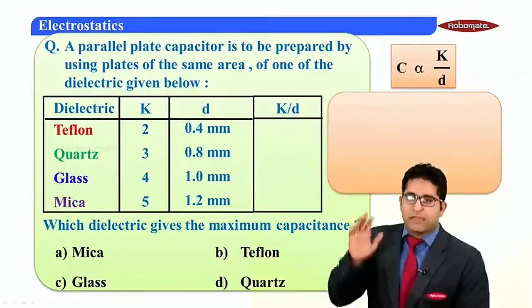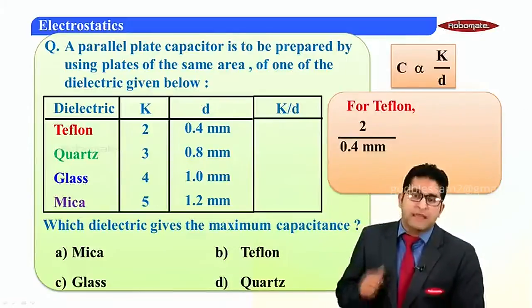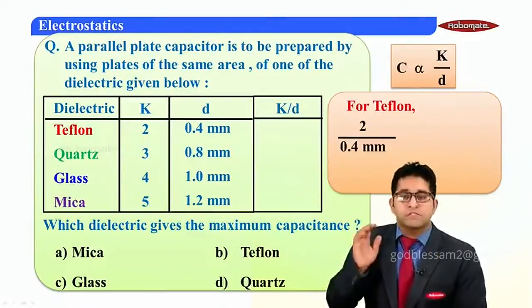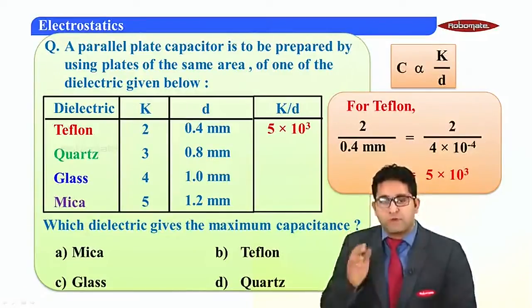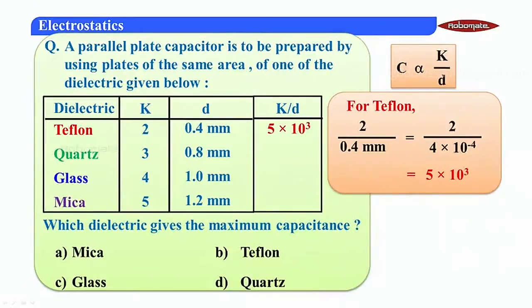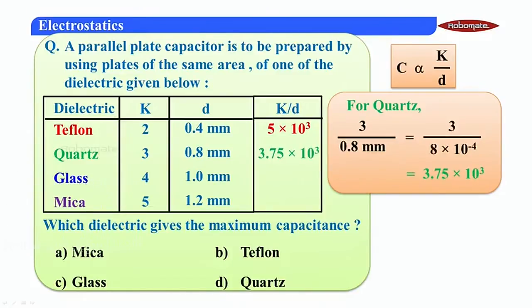For Teflon, K by d will come out as 2 upon 0.4 millimeter, which becomes 2 upon 4 into 10 raised to power minus 4, and if you solve it, this comes out as 5 into 10 raised to power 3. Now let us calculate it for quartz. This becomes 3 upon 0.8 millimeter, which is 3 upon 8 into 10 raised to power minus 4, and this comes out as 3.75 into 10 raised to power 3. Let us update that as well.